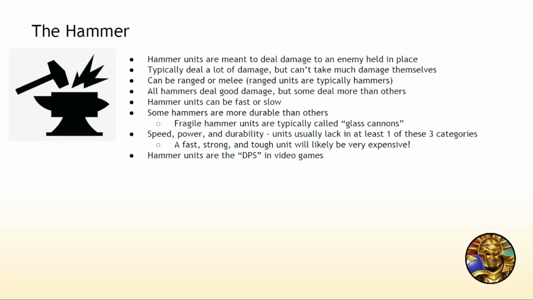In terms of video games, the hammer units are definitely the DPS. The tanks are holding everything in place, and the DPS, or damage per second, is where you're trying to do as much damage as quickly as possible. So that's the dichotomy there. Does this sound right to you guys so far? Have you noticed this in Age of Sigmar, that units are specialized in these ways?